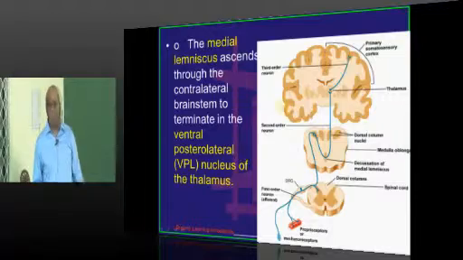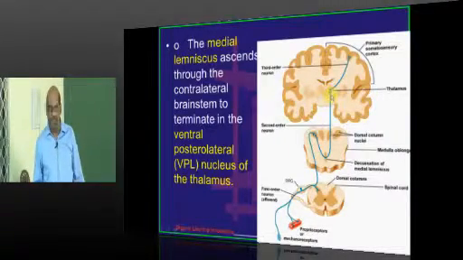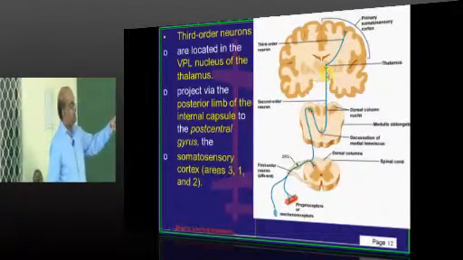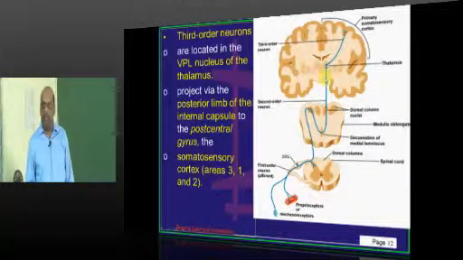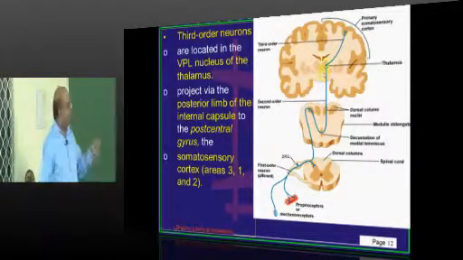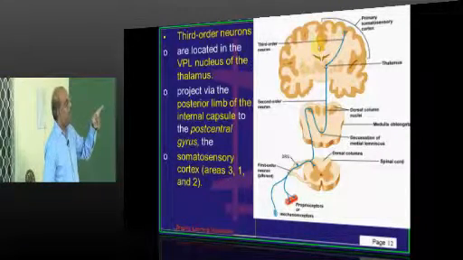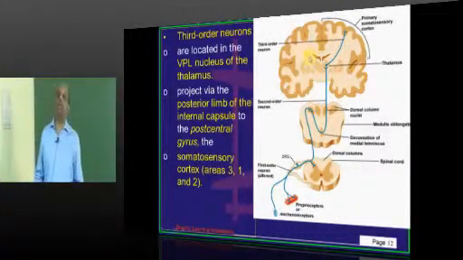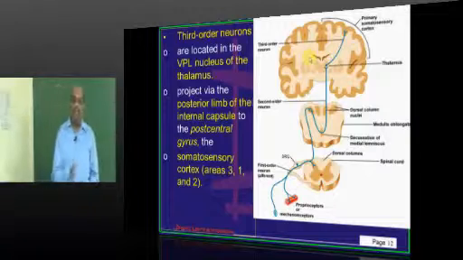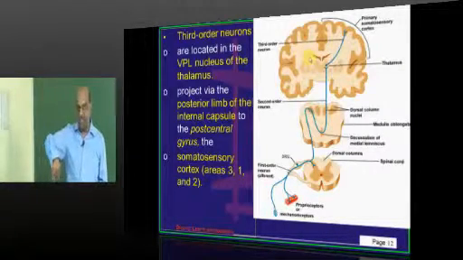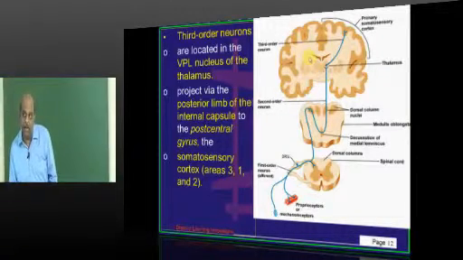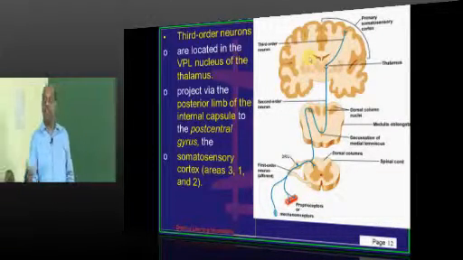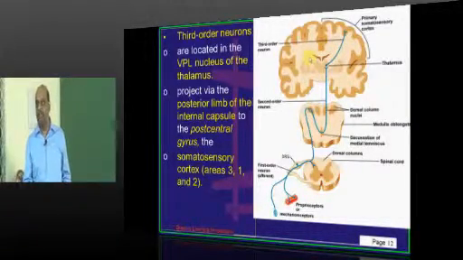Ventroposterolateral VPL nucleus is the place where they will be reporting. And from there, the third order neurons, hence VPL nucleus in the thalamus is called third order neuron. From there, they typically pass to the internal capsule. Once more, internal capsule, what does it have? Anterior limb, genu, posterior limb. Yesterday we discussed, which limb does it pass? Through the posterior limb of the internal capsule.